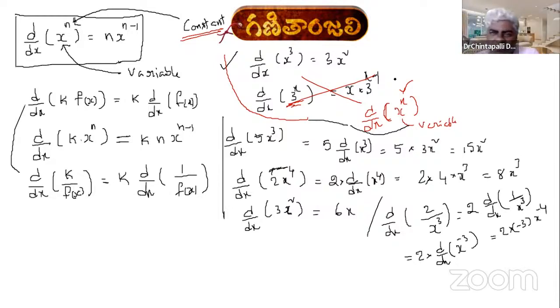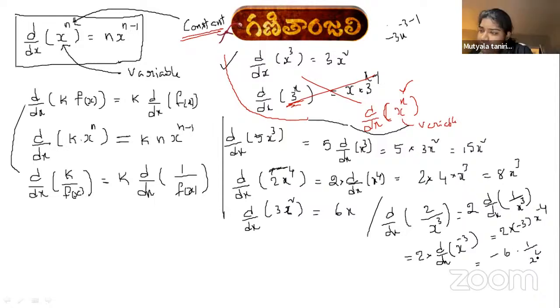How minus 4? Do you know how minus 4? Derivative of x power minus 3 is minus 3 times x to the power of minus 3 minus 1. Negative 3, negative 1 is negative 4, right? Yes, sir. Now this is equal to minus 6 into 1 by x to the power of 4. That is equal to minus 6 by x to the power of 4.